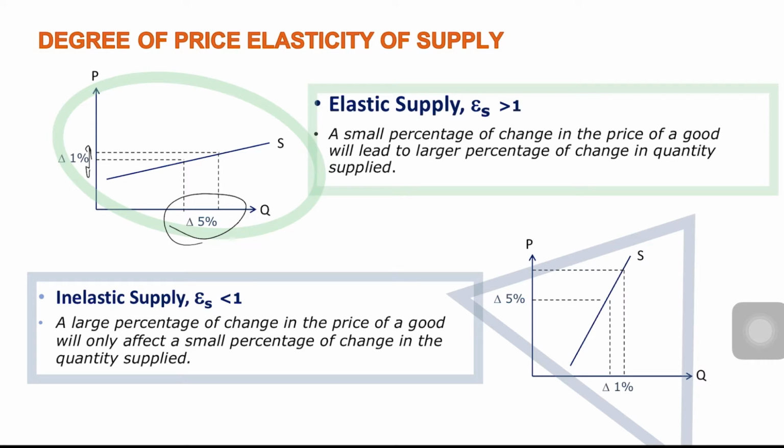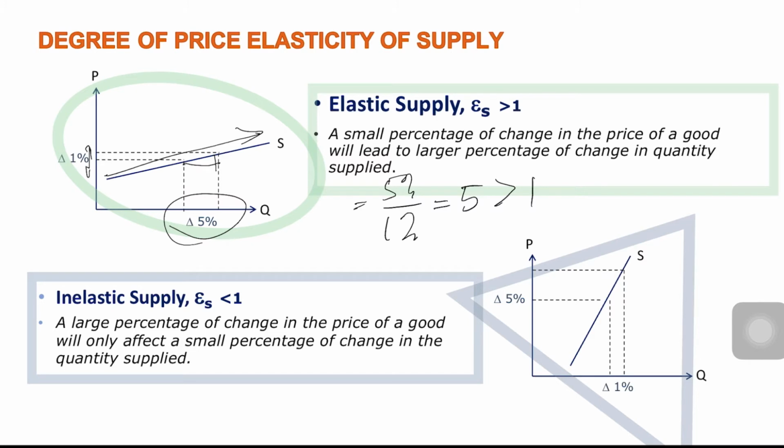So here, if we calculate 5% divided by 1%, it equals 5. And if you look at the diagram, the supply curve is flatter. Okay, this one is flatter, the slope is flat.